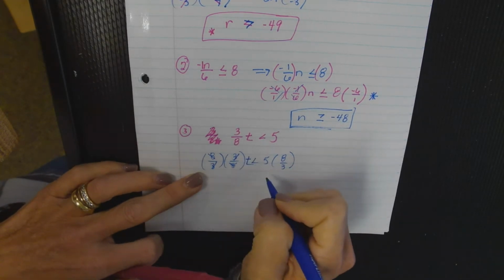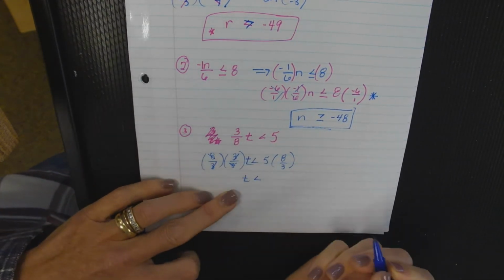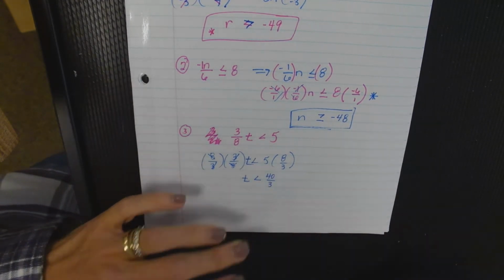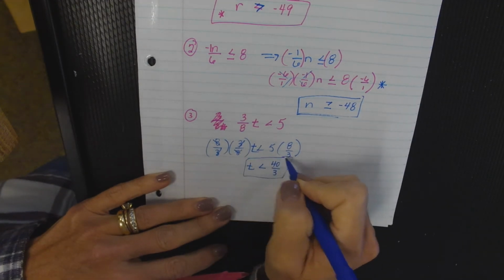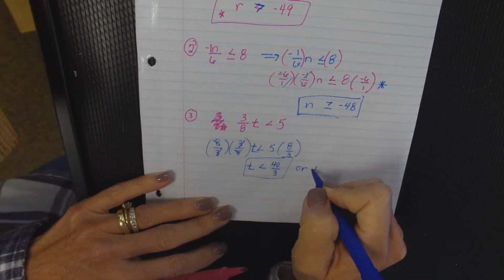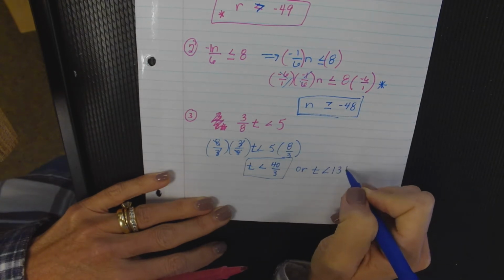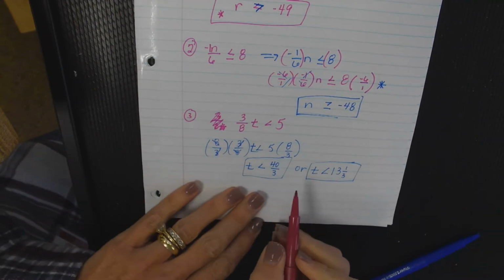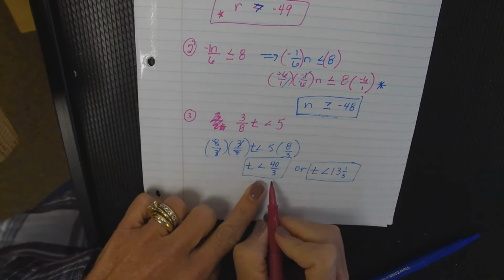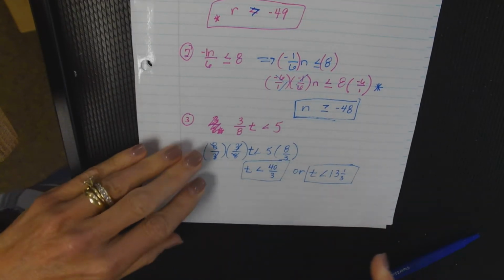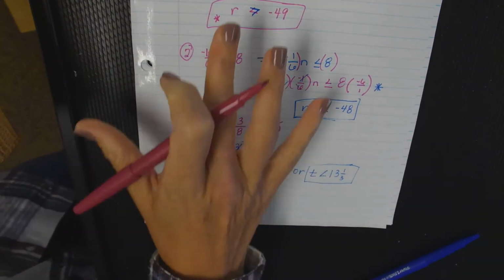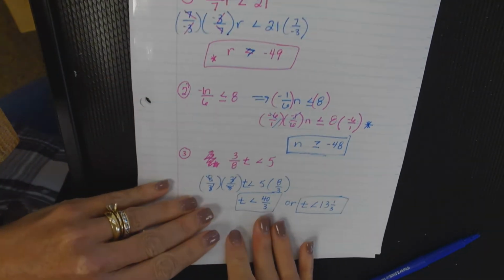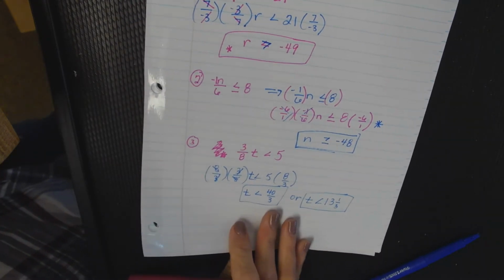Oh, I didn't bring my t down. So you have t is less than 40/3. And we can just leave it there, or you can say t is less than 13 1/3. I would accept any answer, but as usual, if it's a multiple choice test, you need to be aware of either answer. Take a minute and I'll let you catch up there. Numbers 1 and 2, the sign switched because of the negatives.